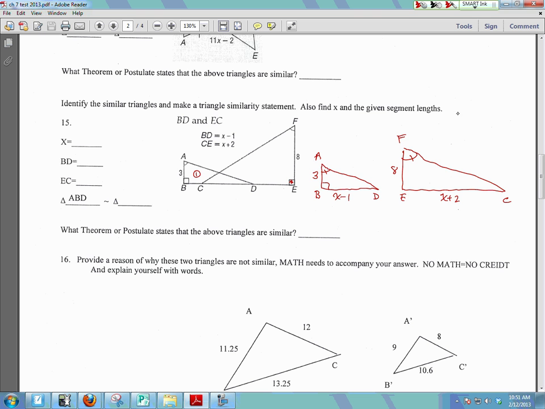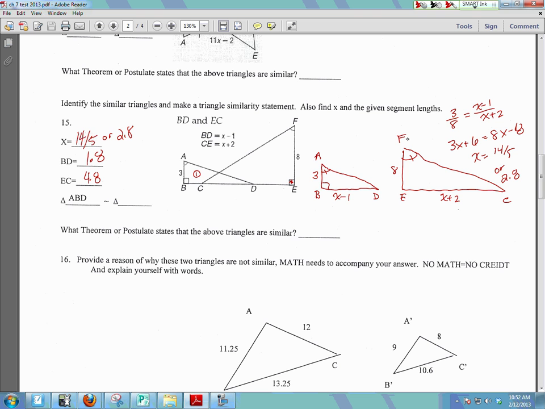Now I can say, 3 compares to 8 as x minus 1 compares to x plus 2. Cross multiply, I get 3x plus 6 is equal to 8x minus 8. Go ahead and solve. You get x to be 14 over 5, or if you wrote that as 2.8, I accepted that too. So x is 14 fifths, or 2.8. Now going back and finding what BD is, 2.8 minus 1 is 1.8. And then EC is 2.8 plus 2, so it's going to be 4.8.